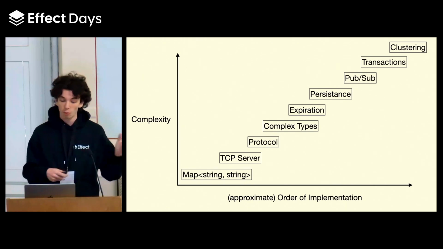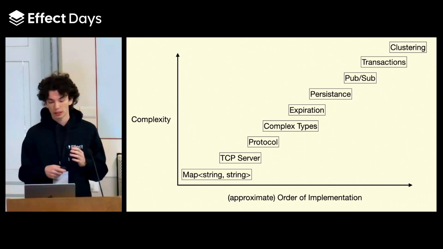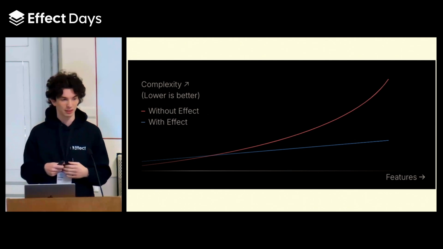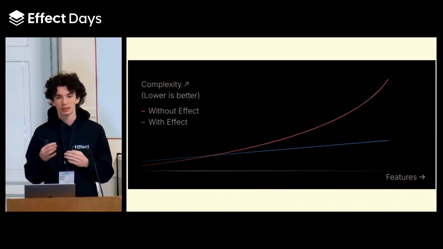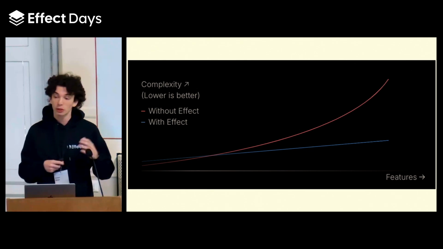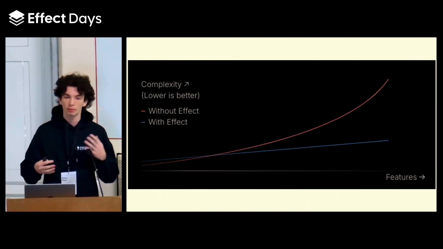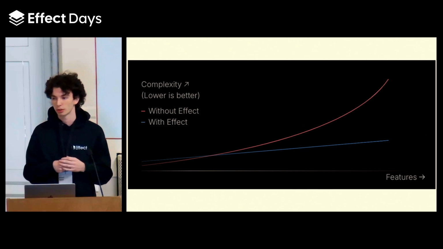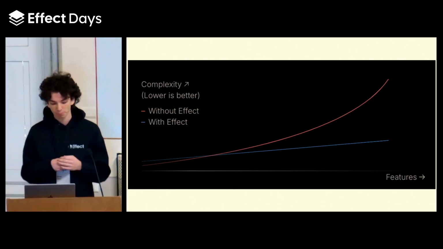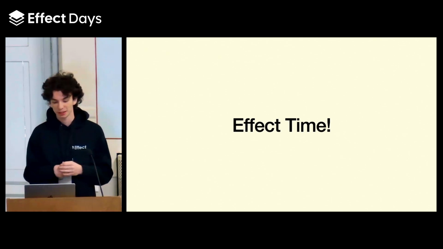While I drew these out in a linear path up here, you've probably seen this chart before. This is from the Effect landing page, and this is probably in a couple other talks. But really, these features just exponentially grow in complexity. But I really hope that I can show you that some of these higher-level features, especially transactions and clustering, aren't so hard given the strong foundation that Effect provides. So now let's look at some Effect.